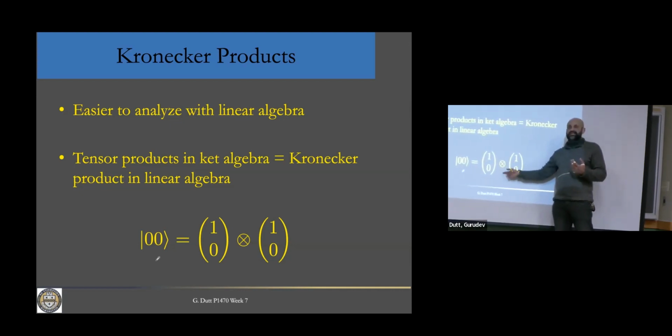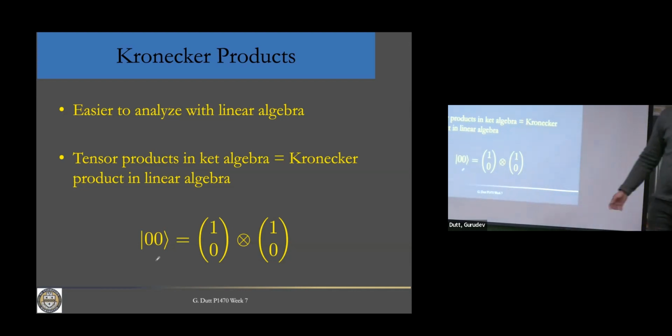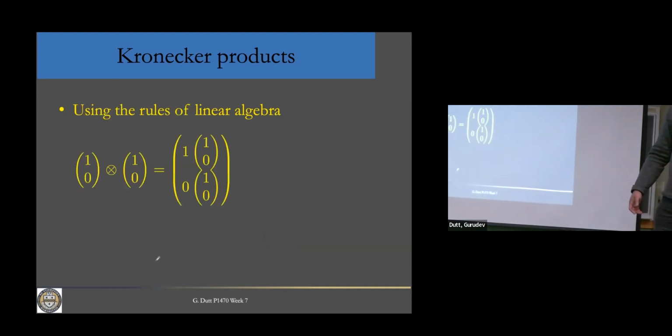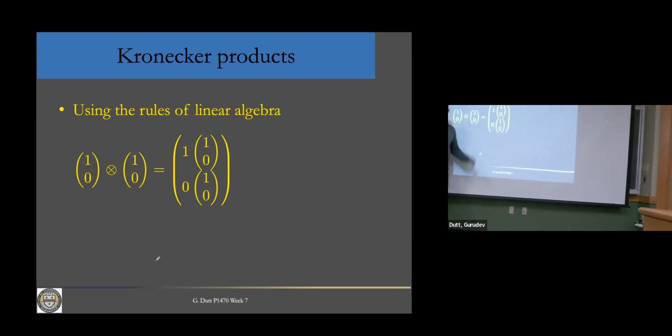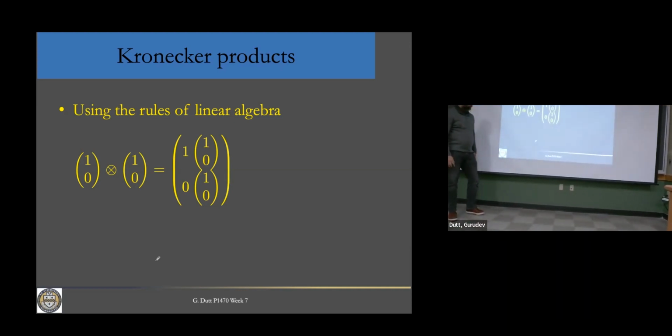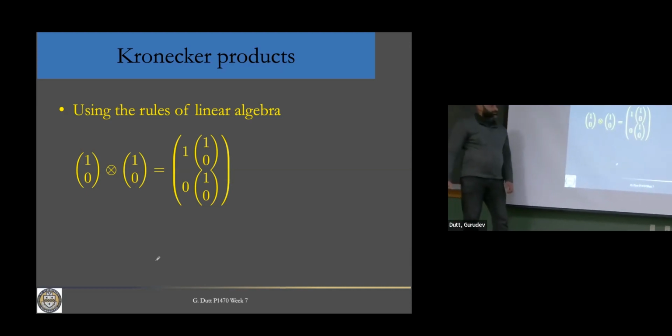And I want to take the tensor of those two, which I will now do using the Kronecker product, which is very straightforward. We just use the rules of linear algebra. We take this 1, 0 state and we multiply out into this guy over here. We take the 1, 0 state and we multiply out into the 0 state over here. Okay.